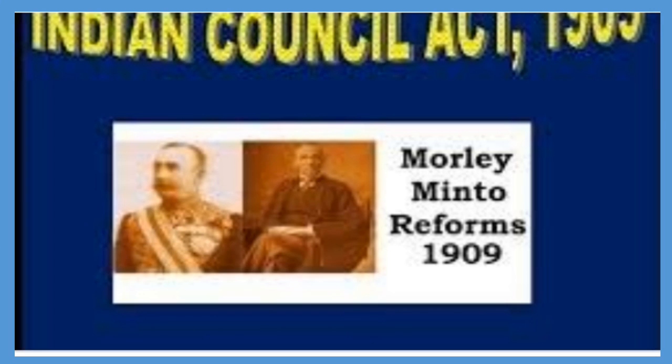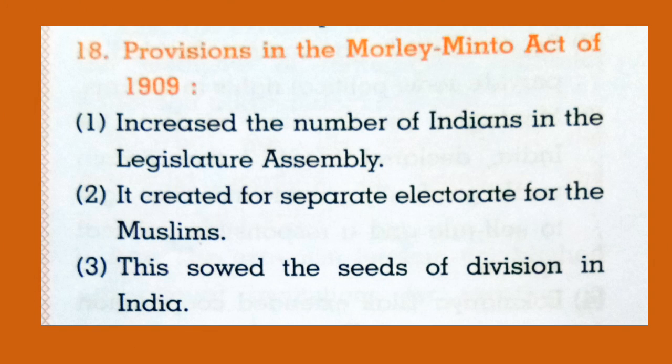As a temporary remedy for the discontent among the Indians, the Morley-Minto Reform Act of 1909 was passed. According to this act, the number of Indian members in the Legislative Assembly was increased, and a provision was made for the inclusion of elected Indian representatives in the Legislative Assembly. In the same act, separate electorates were provided to the Indian Muslims. Due to this conspiracy of the British, the seeds of division in India were sown.